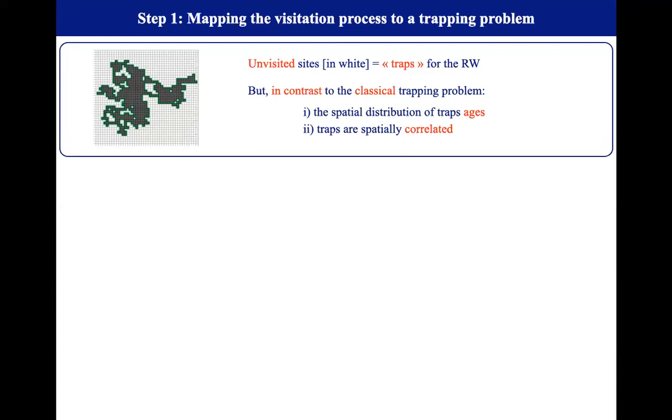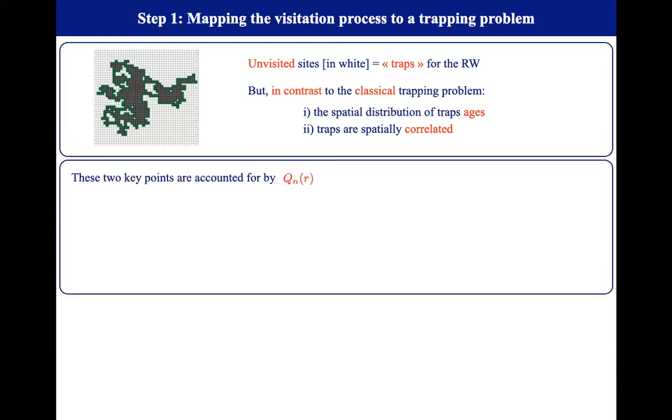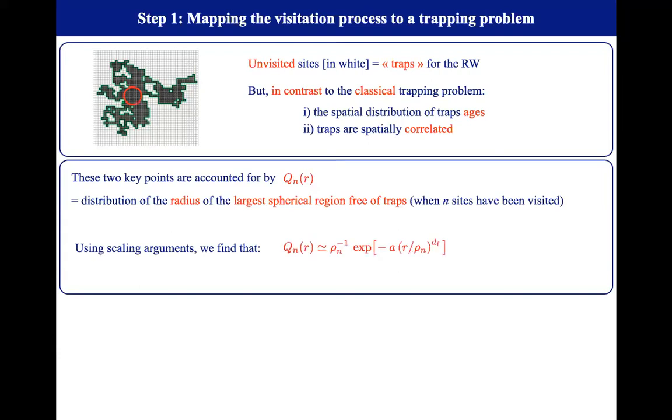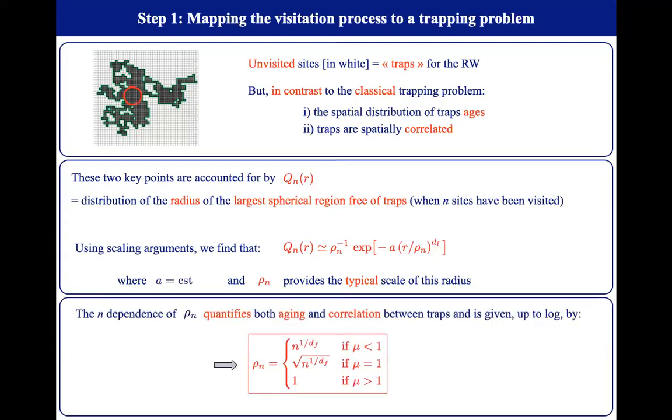Next question, is it possible to say something about this traps distribution? Actually, as in the classical trapping problem, a very important quantity is what I denote by Qn of R, the distribution of the radius of the largest spherical region free of traps, typically this quantity in the visited domain. And what we've shown is that this quantity satisfies this scaling behavior, with A a constant and rho n providing a typical scale of this radius. And in fact, you can determine the n-dependence of rho. What you find is the following.